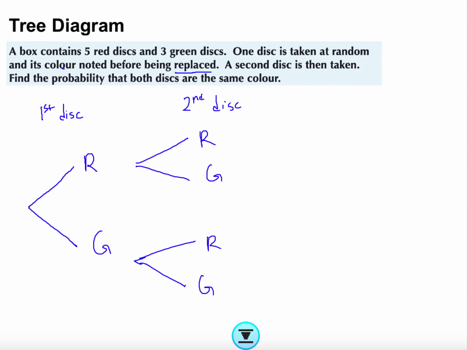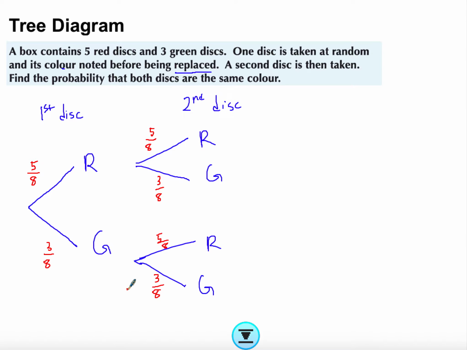Now we list the probabilities. So we have the probability of picking red is 5 out of how many totals do I have? It's 8, and the green is 3 out of 8. And you continue putting the probabilities on the branches. So because I replaced the red, I still have 5 reds inside the box when I'm at the second disc. So I have 5 over 8, and I have 3 over 8, and the same thing here.